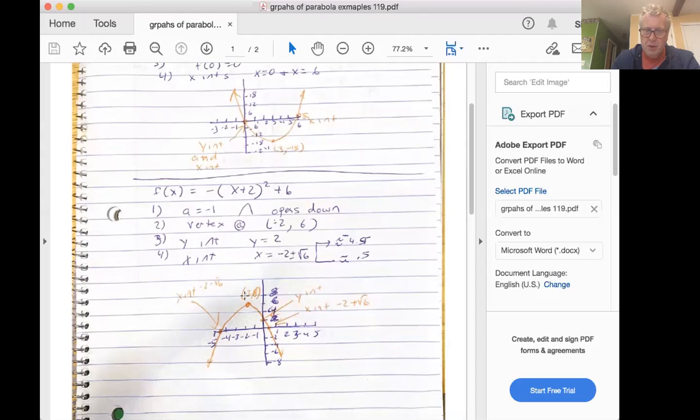I talked about this a little bit in the handout. I didn't mention it in this video. But if I draw a line directly straight up and down, vertical, through that vertex, the graph is symmetric.